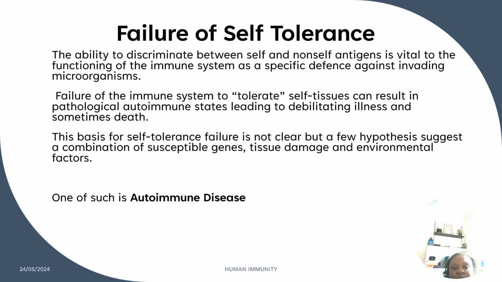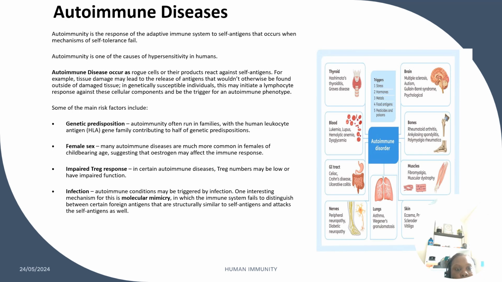Failure of the immune system to tolerate self tissues can result in a pathological autoimmune state, leading to debilitating illness and sometimes death. One such condition is autoimmune disease. Autoimmune disease happens when the body's natural defense system can't tell the difference between your own cells and foreign cells, causing the body to mistakenly attack normal cells.